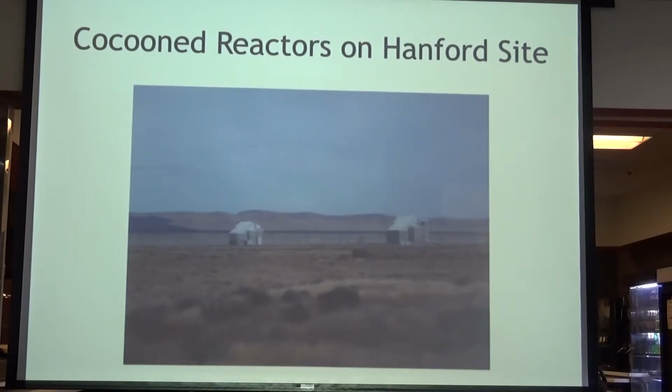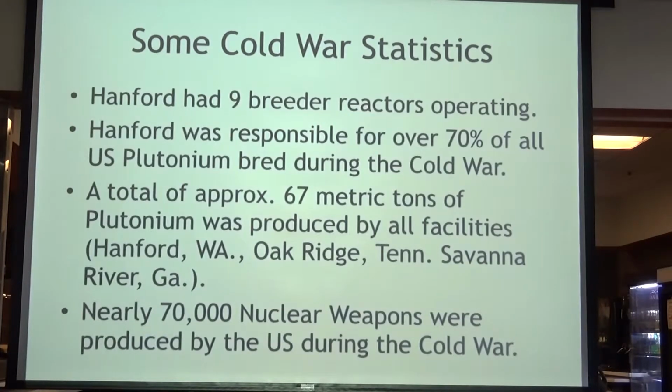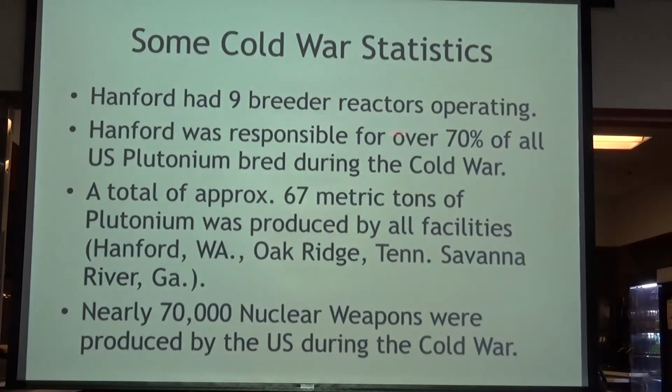There were 9 reactors at Hanford, all working at the same time to produce 70%, actually more than 70% of all the U.S. plutonium bred in the world. You're not going to believe this. A total of 67 metric tons of plutonium was produced during the Cold War in the United States at all of these sites right here.